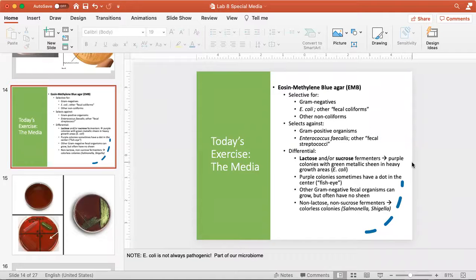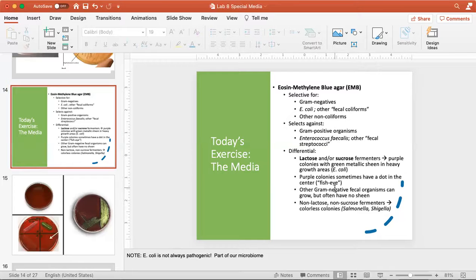Now, the second thing I might see is a purple colony with no green color. If I get a purple colony, but there's no green metallic sheen, that's telling me I've definitely got a gram-negative. I've definitely got an intestinal or a fecal organism because it's growing. But if it doesn't have a sheen, I know it's not E. coli.